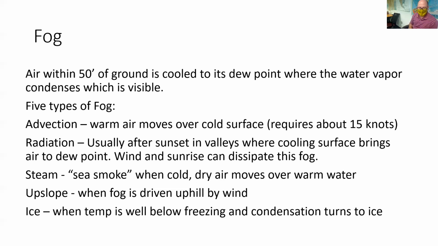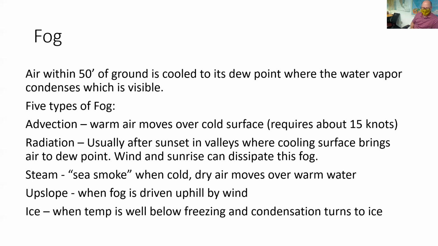Radiative or radiation fog usually happens after sunset in valleys, where the cooling land or surface temperatures bring the air to dew point and cause fog to form in those areas. Typically, sunrise increases the temperatures and evaporates that water, or wind blows the air out of there, which is how that kind of fog dissipates.